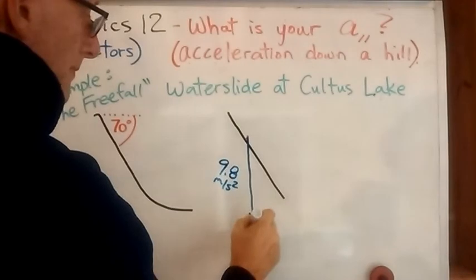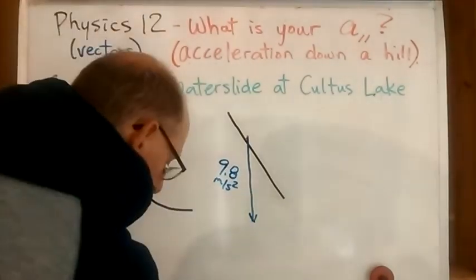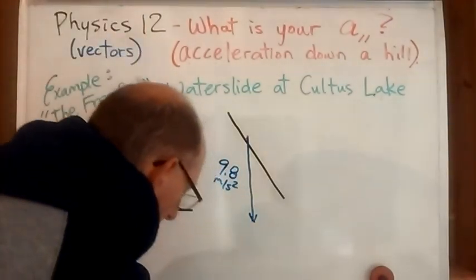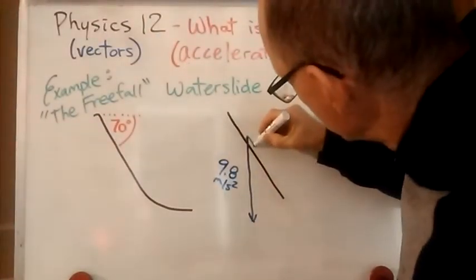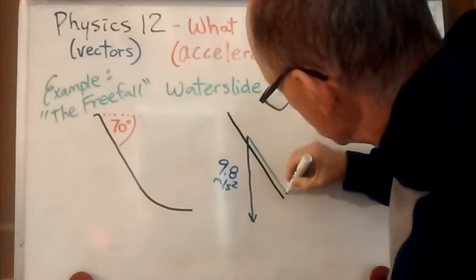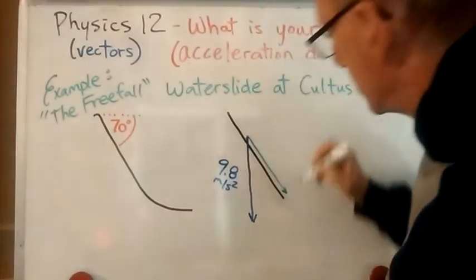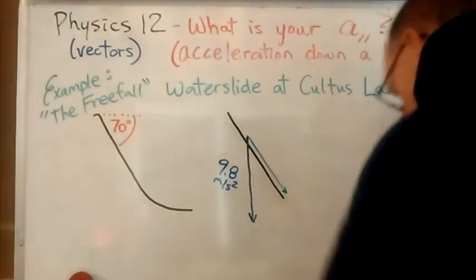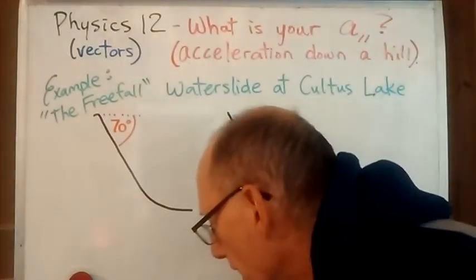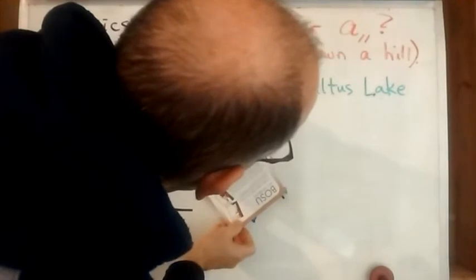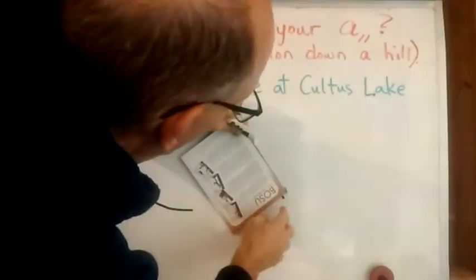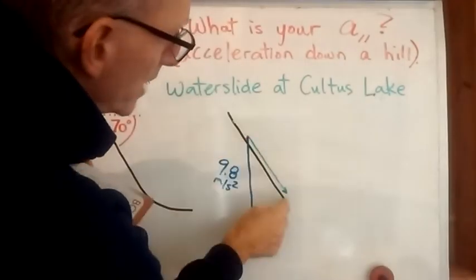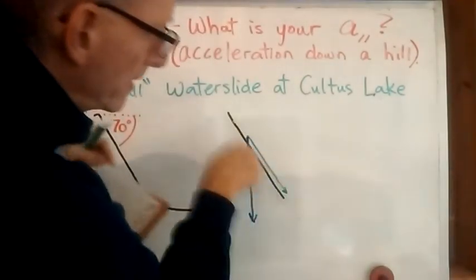If they fell. But they're not falling. They're going at 70 degrees. So they're actually going in this direction down here. And it's part of the 9.8. You draw that green horizontal component, that's called the A parallel. It's the component of acceleration parallel to the slope.